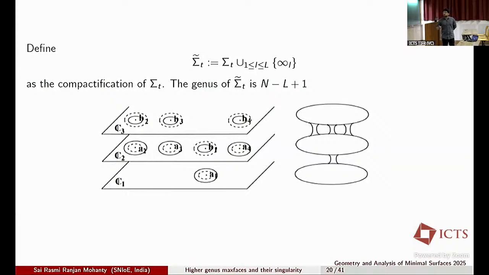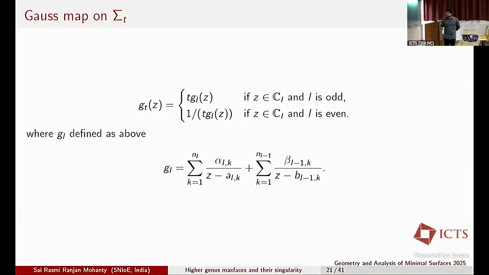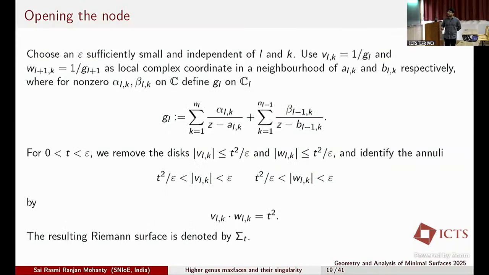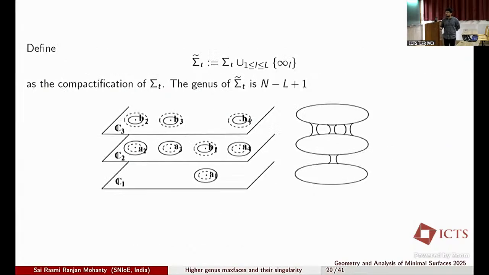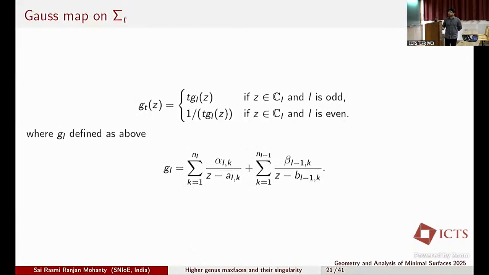So this is about the construction of the Riemann surface. Then how to construct the meromorphic function and the holomorphic one-form? Using the coordinate chart here, we already use this G_L. Using this meromorphic function, we define our Gauss map. This is our Gauss map when the sheet is odd or even on the previous Riemann surface.